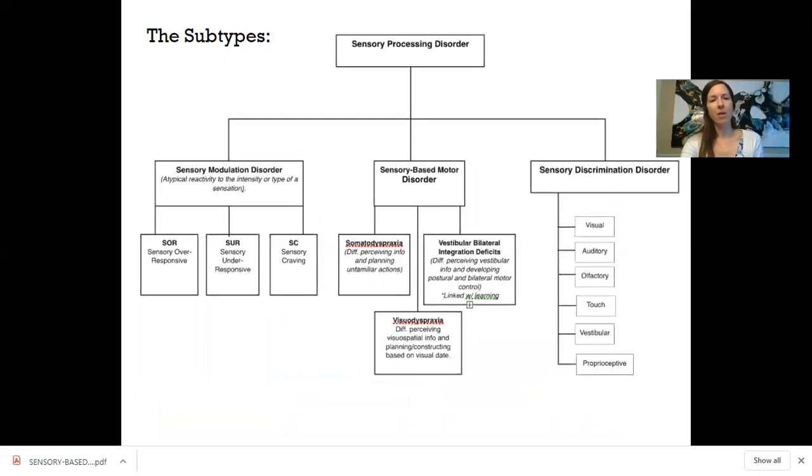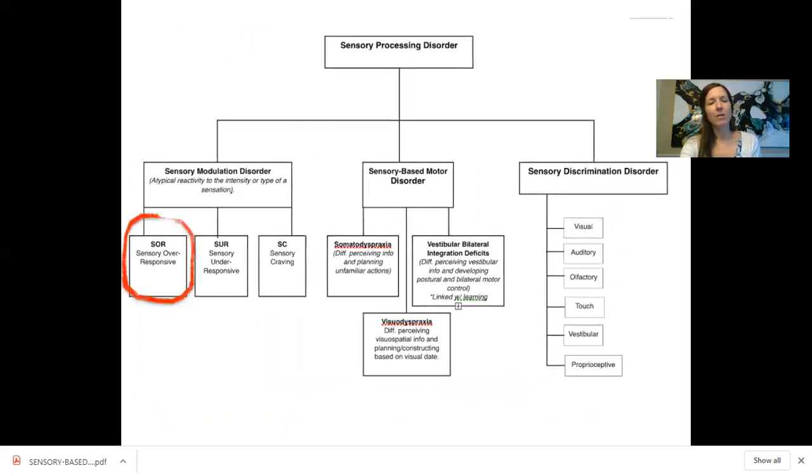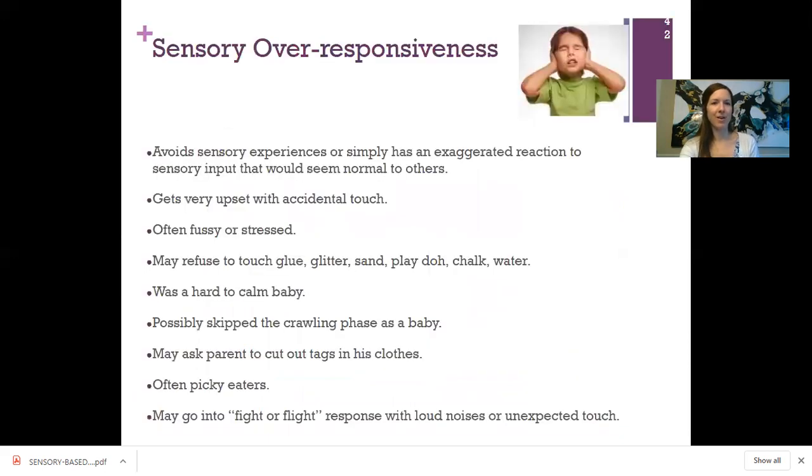Okay, so we're going to go into some actual examples with sensory modulation disorder. First, we'll look at some examples and talk in more depth about sensory over-responders. These are kids who avoid sensory experiences or have an exaggerated reaction. They get very upset with accidental touch. They're fussy and stressed. They may refuse to touch glue, glitter, sand, Play-Doh, chalk, or water. Maybe they were hard to calm as a baby, or poor sleepers.